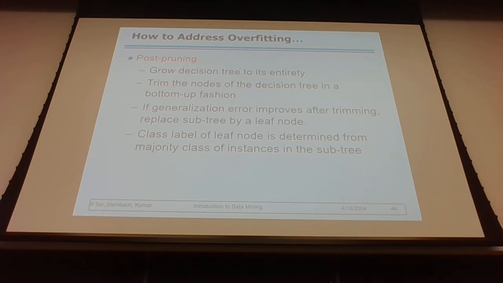So what is it saying? Post-pruning is that if the generalization error improves after trimming, then you can replace the subtree that was cut by a node. So then what happens to the class label of that leaf? Because there is a mixture. Whenever you cut, there will be a mixture. There will be impure nodes. So what happens to the class label? What you do is you check all instances, and the majority class, that is the label.